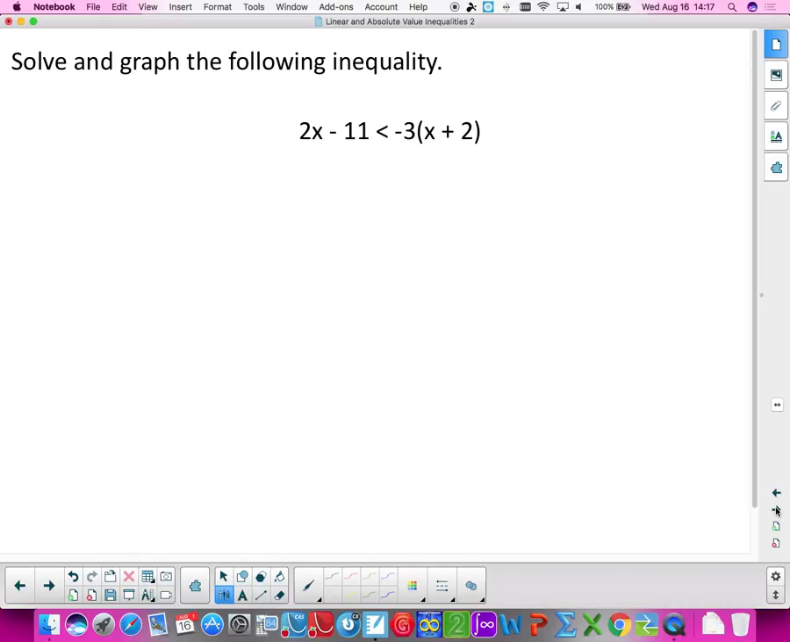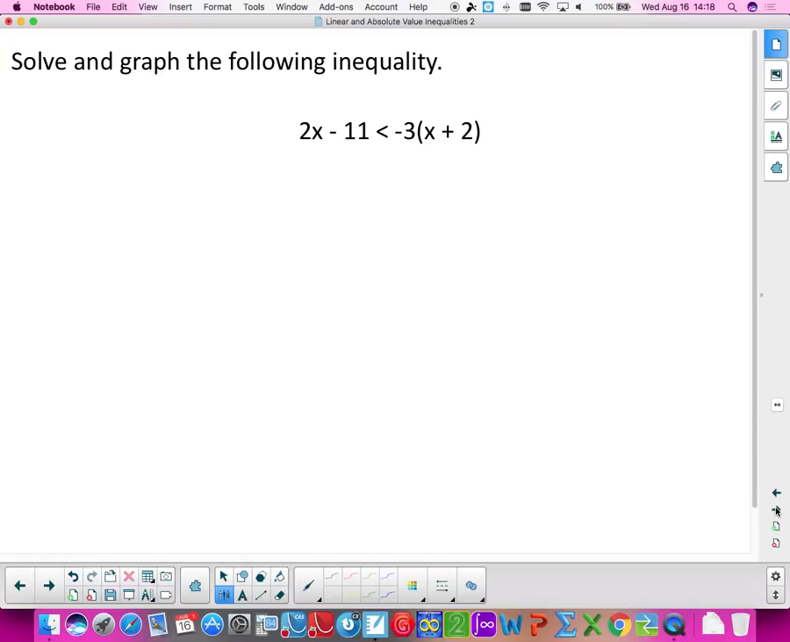I mean, the worst thing I do is mix a bunch of stuff together and throw it all there. 2x minus 11 is less than negative 3x plus 2. What's the problem that you got to watch out for on this guy? You got to multiply that negative 3 through the parentheses. Okay?